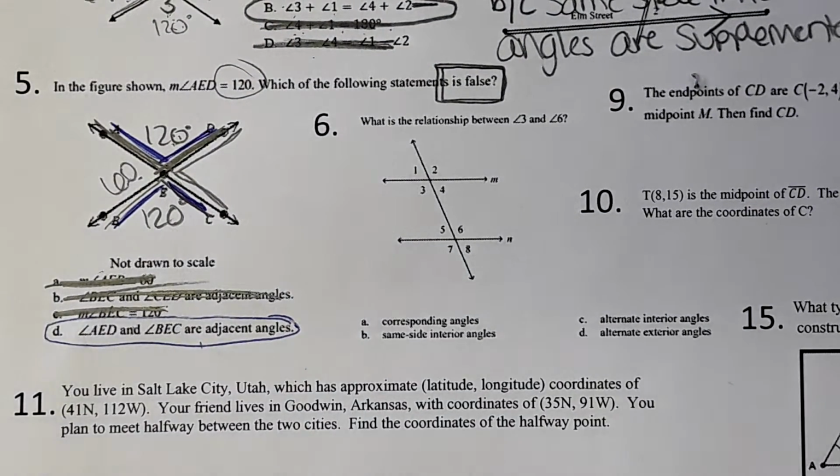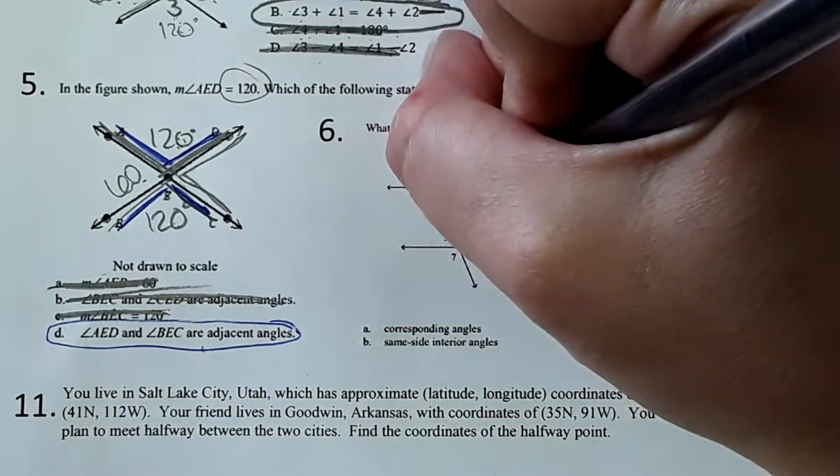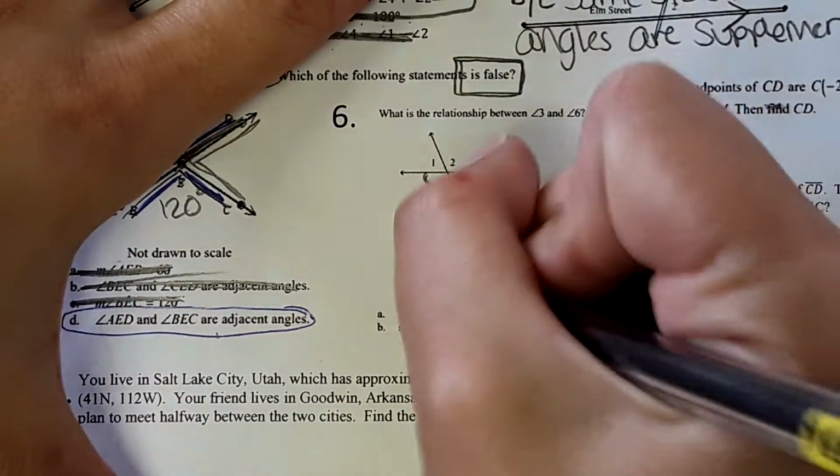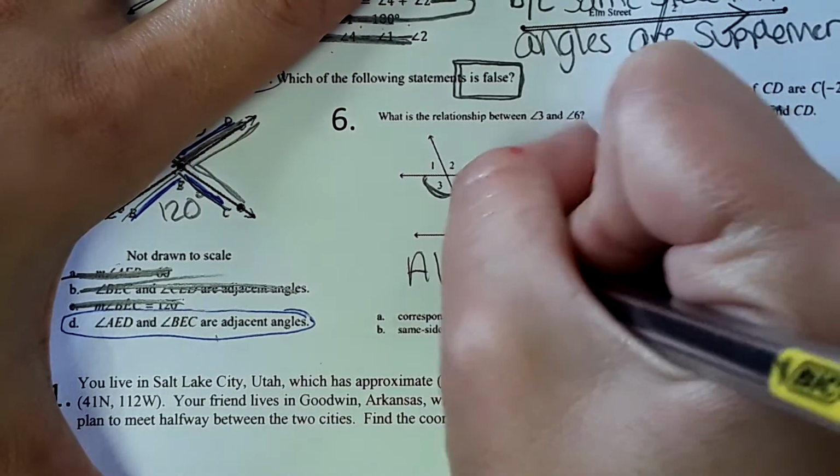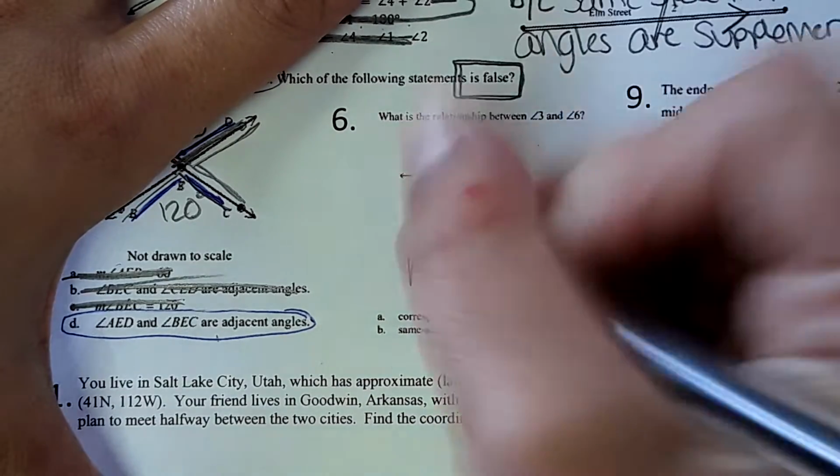Yes. Yep. Number 6. What is the relationship between angle 3 and angle 6? So identify those angles right here and here. Those are alternate interior.